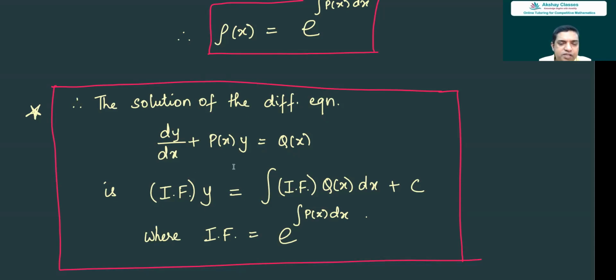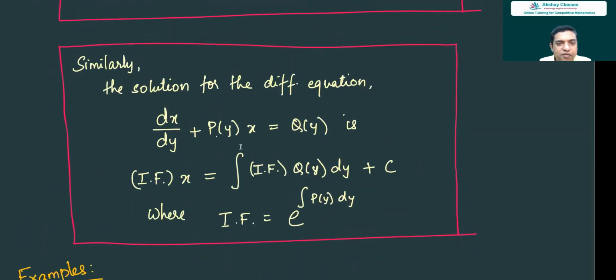The solution of this differential equation is: multiply by the integrating factor. Integrating factor times y is equal to the integral of integrating factor times q dx plus c. Now the integrating factor is e power integral p of x dx.